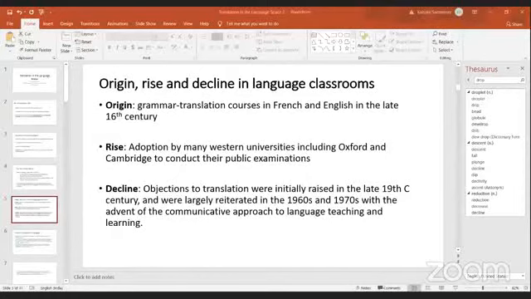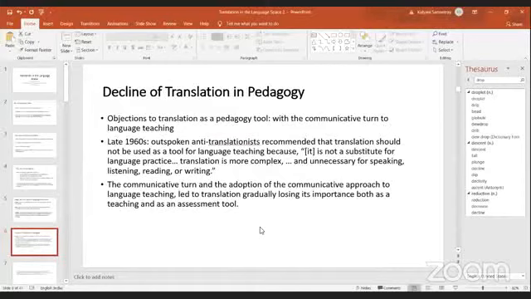So what happened during the late 1960s? There were anti-translationists, if I may call them, and they propounded and recommended that translation should not be used in classroom practice for language learning, because translation cannot be a substitute for language practice. And translation is unnecessary to develop language competence. Now, see, this is what we discussed just now.